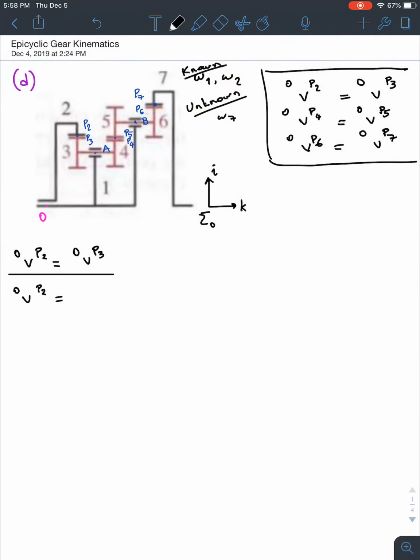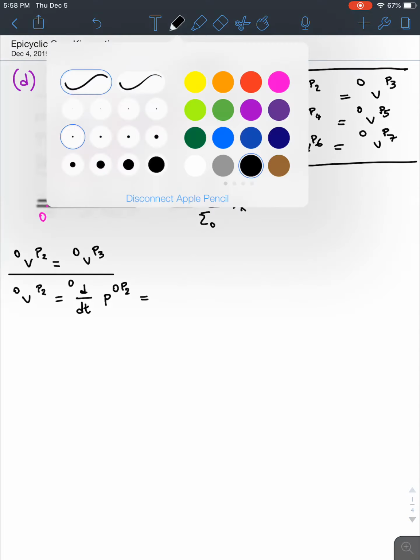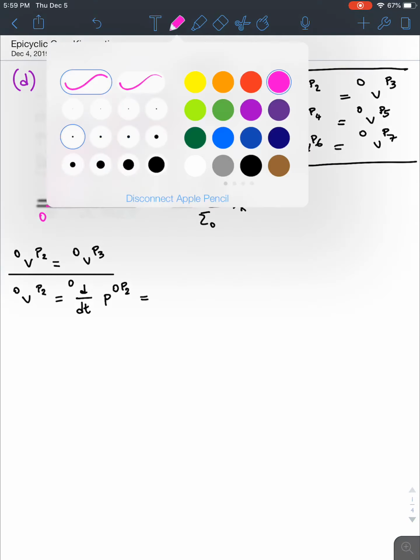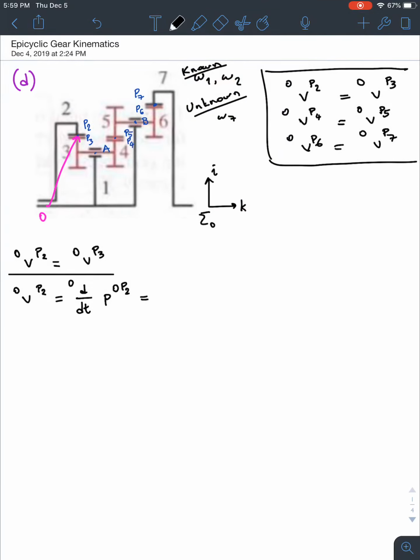Of course, I take the derivative in frame 0, right? That's important. So point O to P2. One thing I should notice is that, let's suppose I know this distance. It will turn out to be immaterial later, but let's suppose that distance is L.